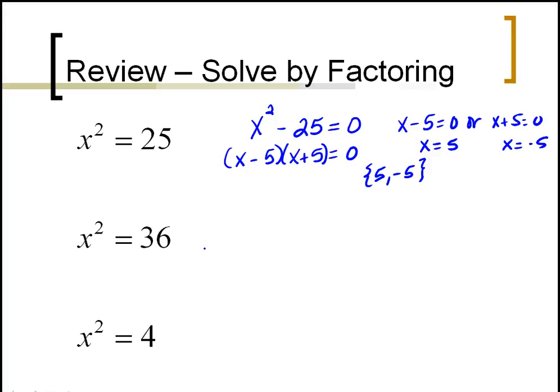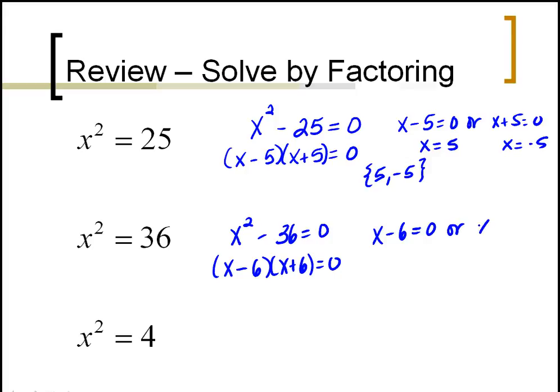Looking at x squared equals 36, you would have x squared minus 36 is equal to 0. This too is a difference of two squares. We'd factor as x minus 6 times x plus 6. And then setting those factors to 0, we would have either x is positive 6 or x is negative 6. So again, our solution set is negative 6 and 6.